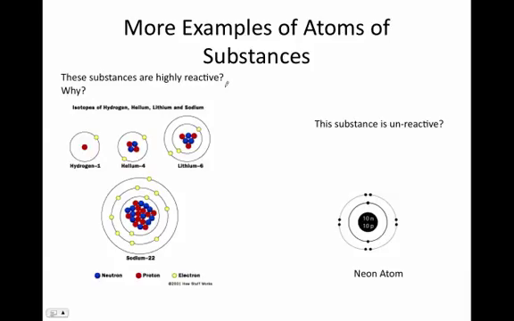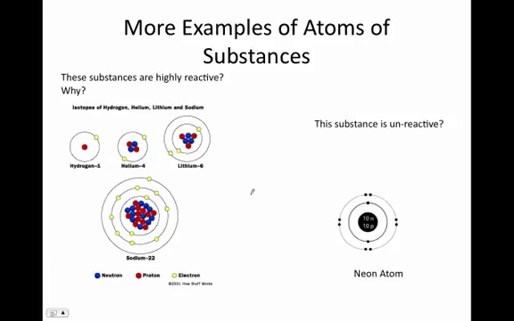So let's talk about how we might draw an atom of a substance. For example, neon, its atom might look like this. It has 10 neutrons in the nucleus, 10 protons, and then it has 10 electrons outside of the nucleus in different orbits or energy levels. Here's what lithium would look like: 1, 2, 3 neutrons, 1, 2, 3 protons, and 1, 2, 3 electrons.